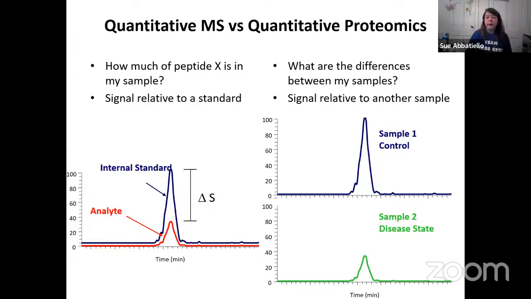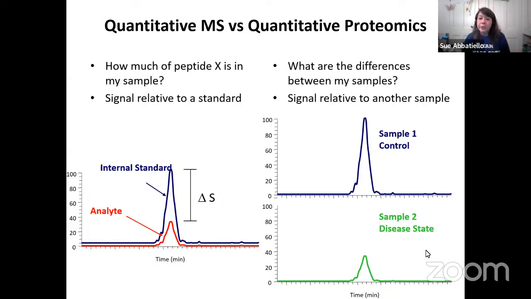We often use isotopically labeled peptide standards, which can be synthesized and purified when you know the amount you're spiking into the sample, and you look at the peak area difference or the difference in the signal between that internal standard and the analyte. The beauty here is the C13 and N15 labeled peptide elutes in the same place and behaves very similarly to the analyte, but it just has a different peak area based on what you're spiking in.